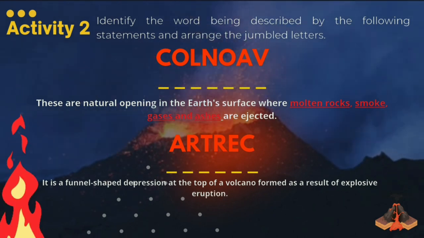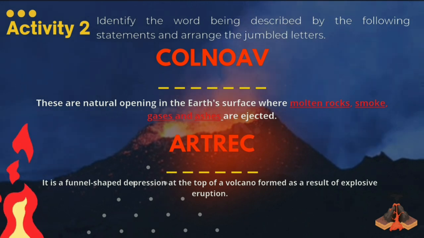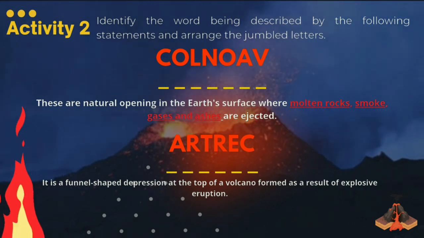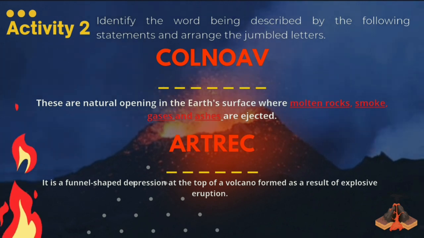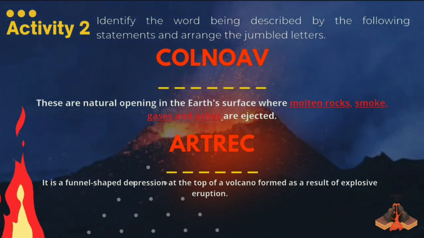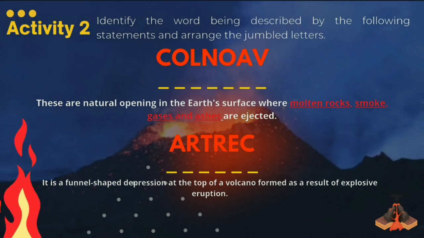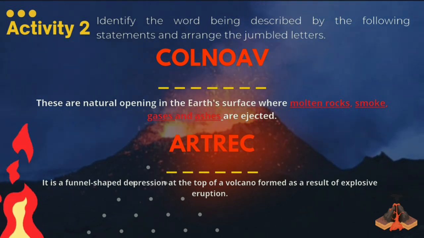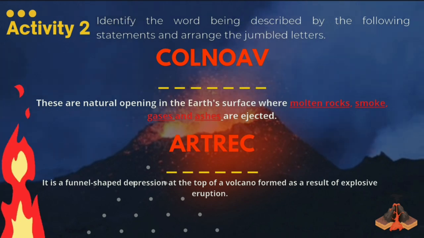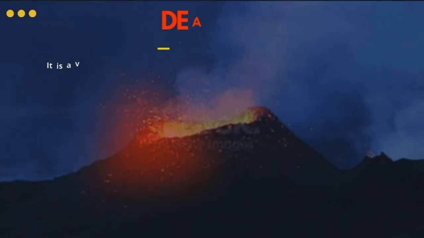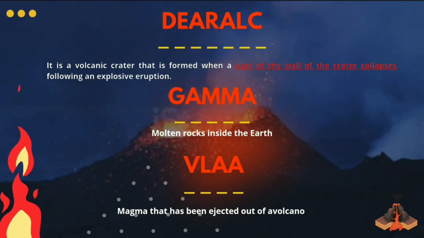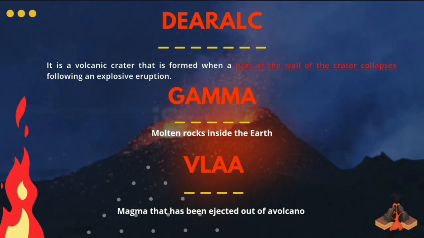Number 1, these are natural openings in the Earth's surface where molten rocks, smoke, gases, and ashes are ejected. Number 2, it is a funnel-shaped depression at the top of a volcano formed as a result of explosive eruption. Number 3, it is a volcanic crater that is formed when a part of the wall of the crater collapses following an explosive eruption.